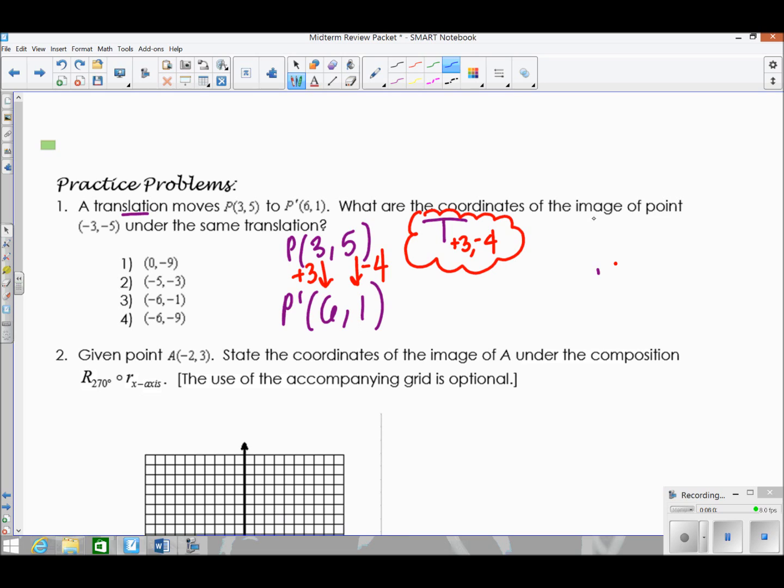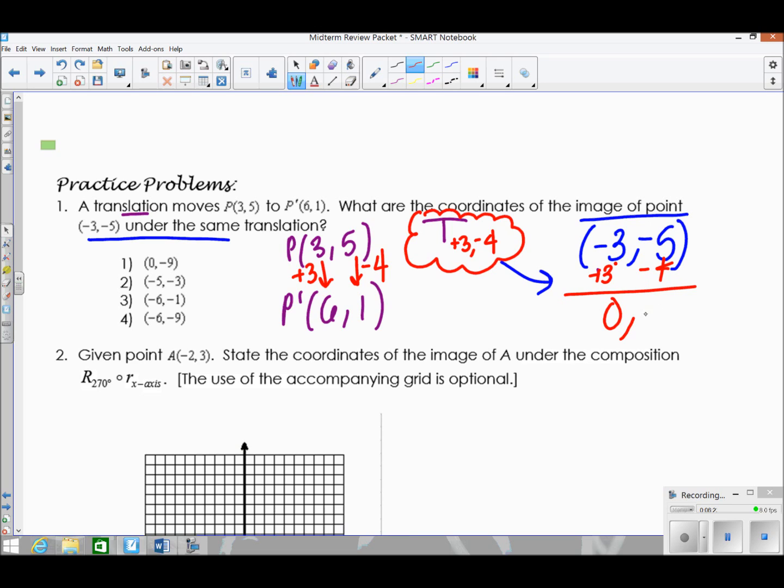And the question asks you to find the image of this point here. So now we're starting with -3, -5, and we want to apply this rule to it. So all that means is, starting with this point, I'm going to add 3 to x, and I'm going to subtract 4 from y, so we get 0, and then -9. So choice 1 would be our answer.